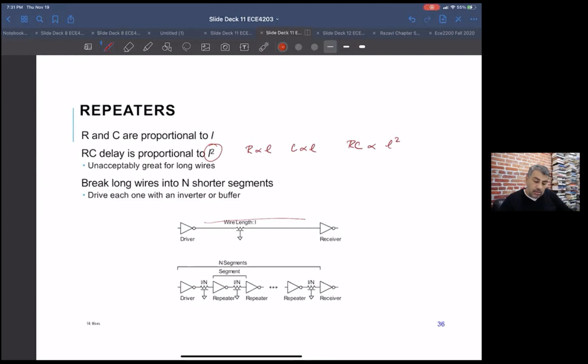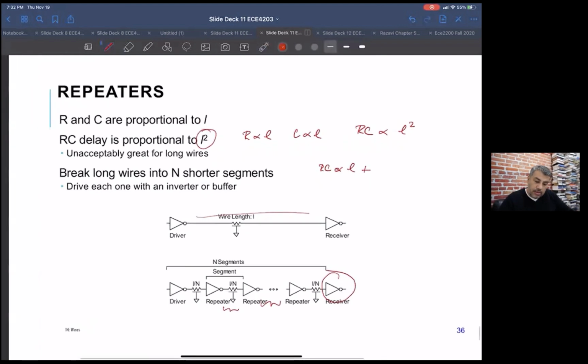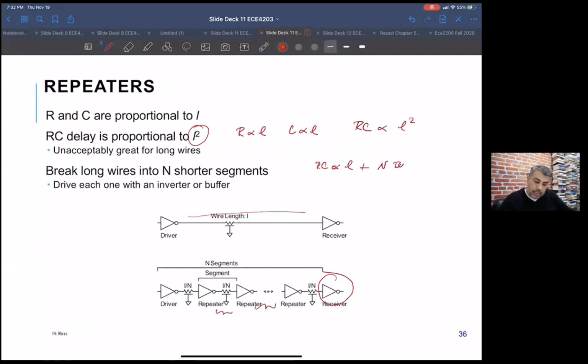It turns out that if you go to short segments, the RC delay of each one of those segments ends up more dependent on L. But then you incur a delay of these plus N buffers and buffer delays.